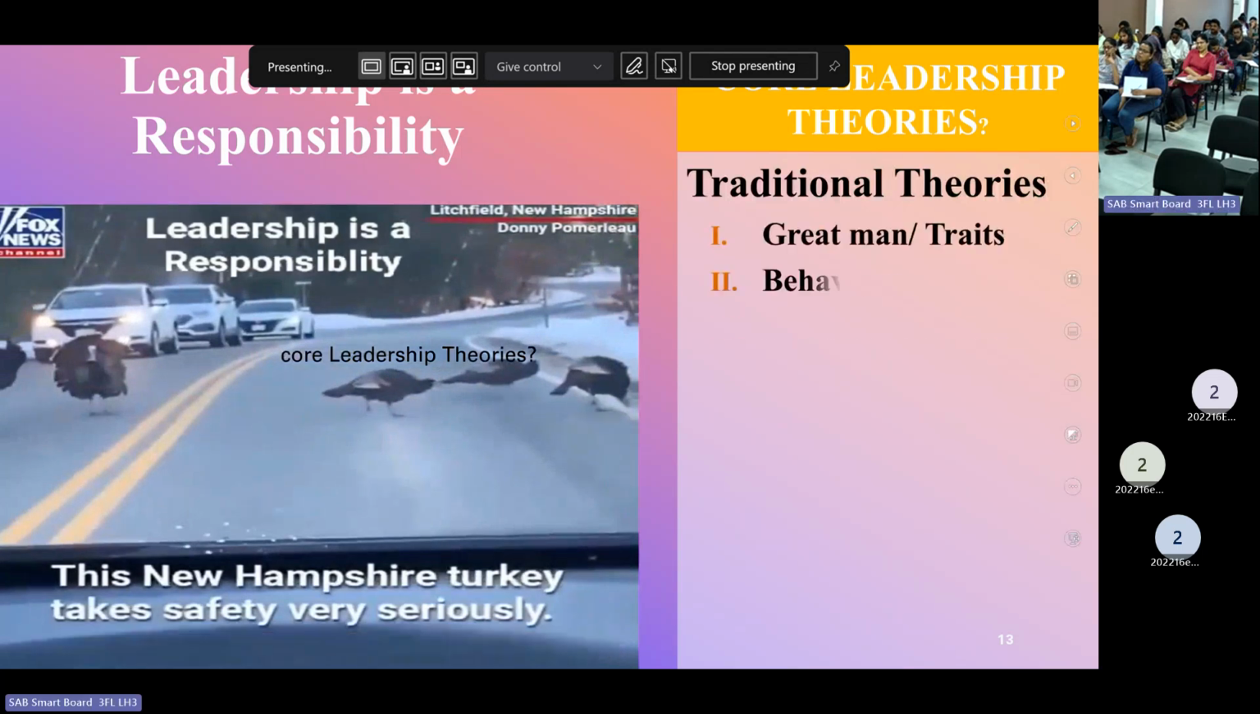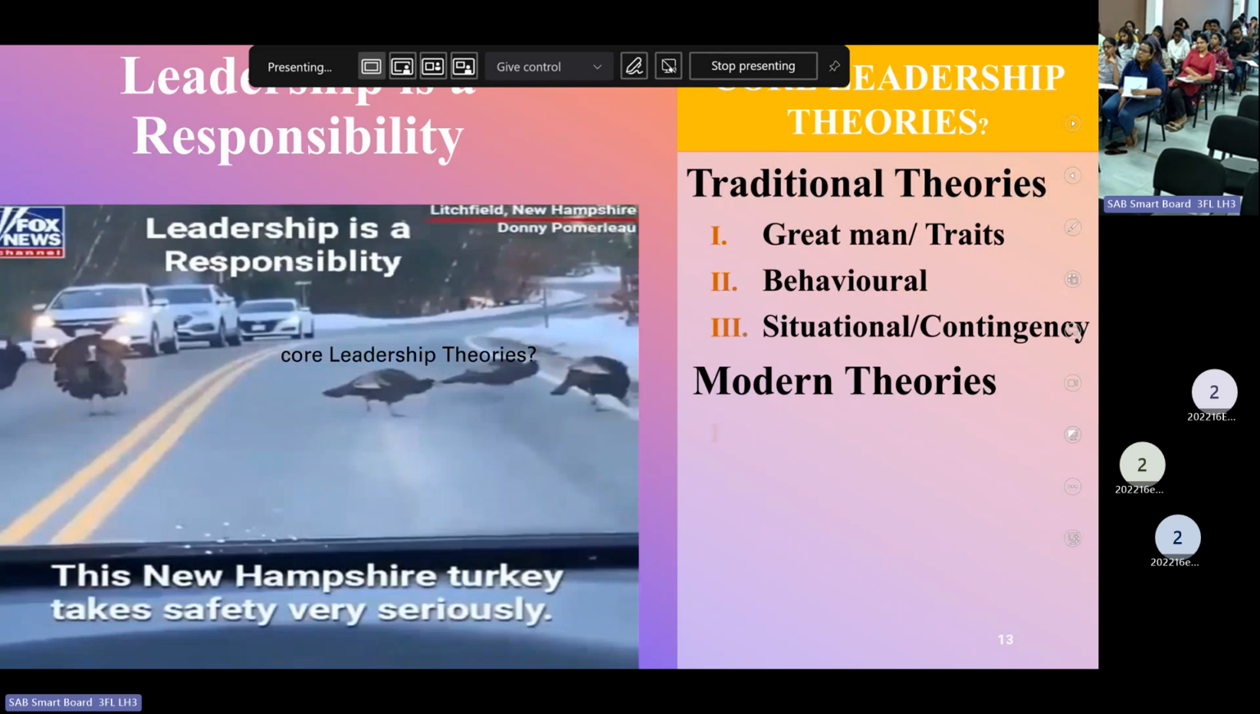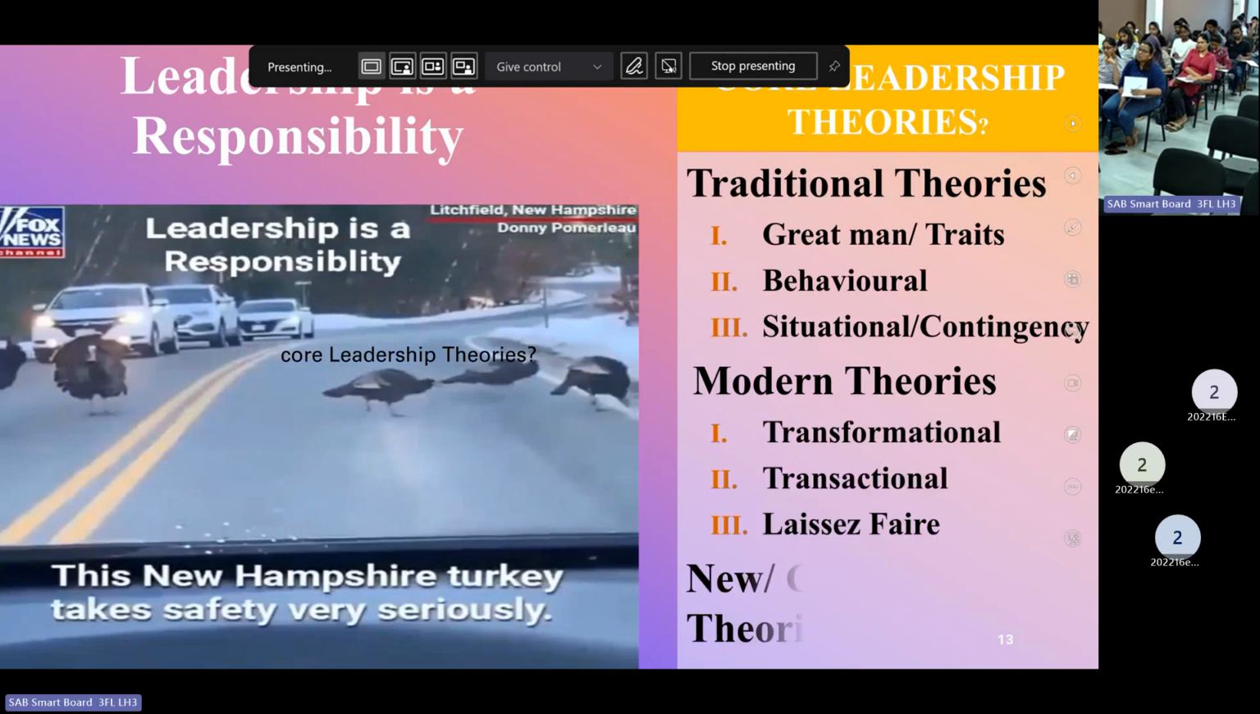These are the theories we are supposed to study. Out of these, the great man and trait theory we will be discussing today. Okay. So these are the theories we have categorized as traditional, modern, and new and contemporary, or 21st century leadership.